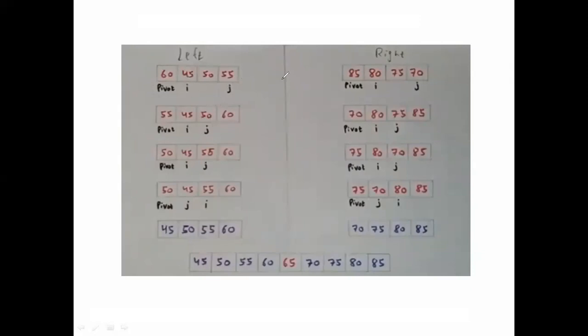In this, we don't have any greater number, and in this list the smallest is 45 here. So i and j are at the same level. So what we have to do is just swap the i and j values. Is it greater than the pivot? No. So 45 is less than the pivot, 50 is less than the pivot.